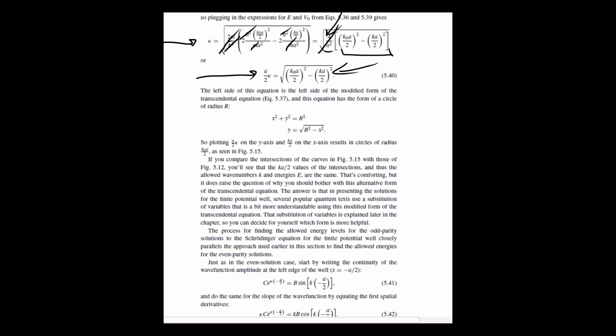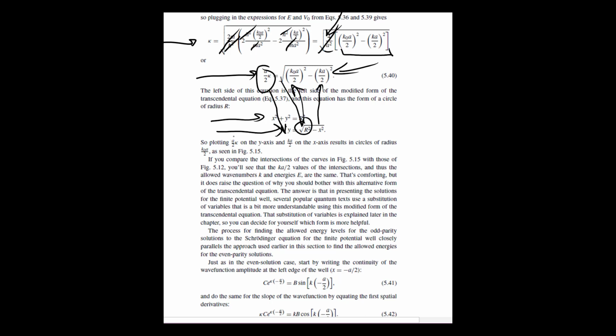Absolutely. To see that, remember the equation of a circle on an xy plot is x squared plus y squared equals r squared, where r is the radius of the circle, or if you solve for y, it's the square root of r squared minus x squared. Well, we're plotting a over 2 times kappa on the y-axis of our graph. We've got the square root, and our x-axis is Ka over 2. So that means that these are going to be circles with radius K0a over 2.